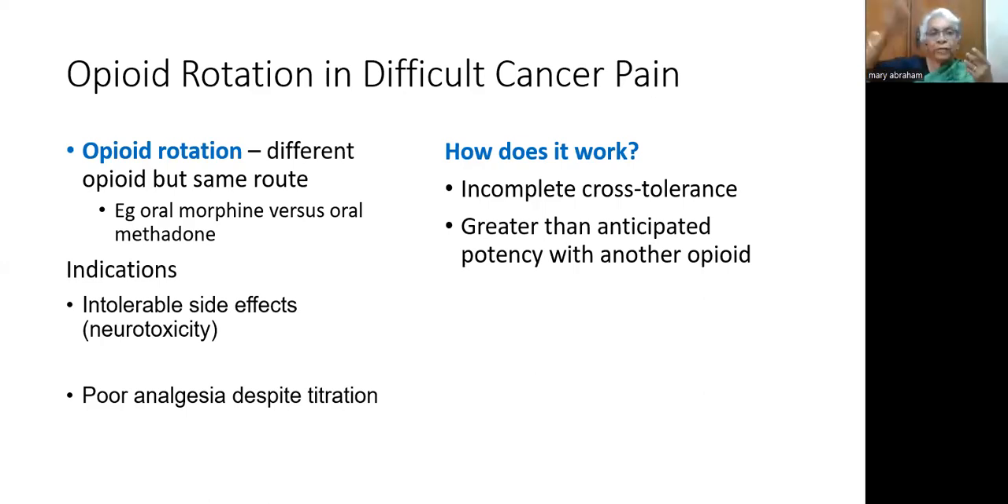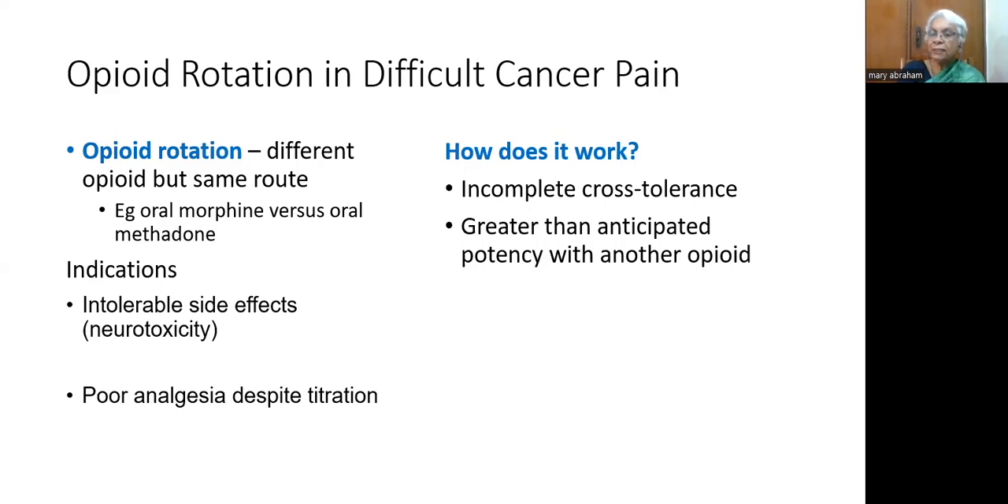Now, opioid rotation, that is the other pharmacological manipulation that you can do. An opioid rotation is a different opioid, but the same route. For example, orally you're giving morphine, but you're changing it to methadone orally. Now, what are the indications for opioid rotation? One is when there are intolerable side effects of administering oral morphine, which is neurotoxicity, or if there's poor analgesia despite titration of the drug.